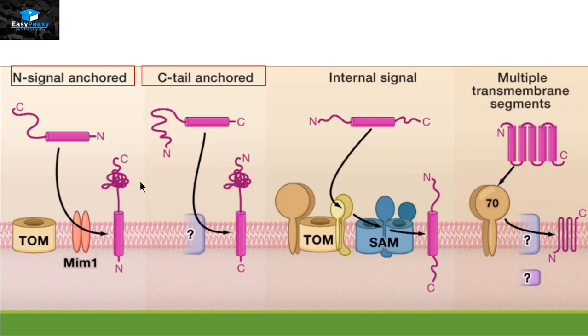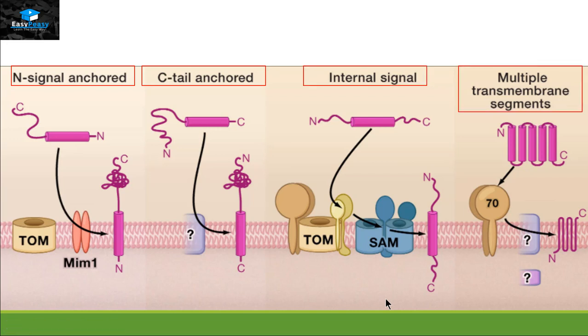The second type of sequence is called a C-tail anchored sequence. As you can see in this type of sequence, the hydrophobic region is present near the C-terminal, and the N-terminal region of the protein will hang in the cytosol. Internal signal means that the hydrophobic region of the protein will be present in the center of that protein. So half of the protein will be hanging in the cytosol and half of the protein will be hanging in the intermembrane space of mitochondria.